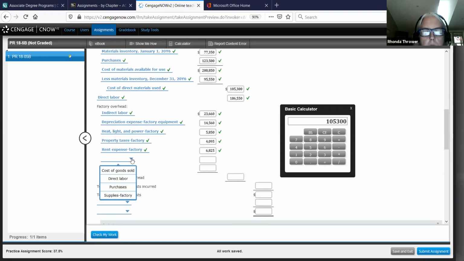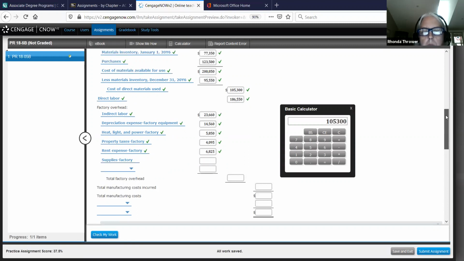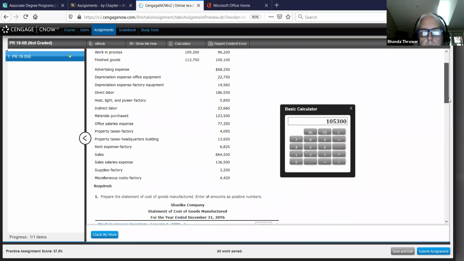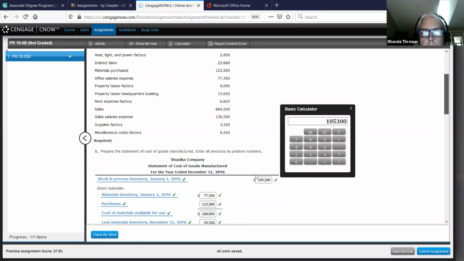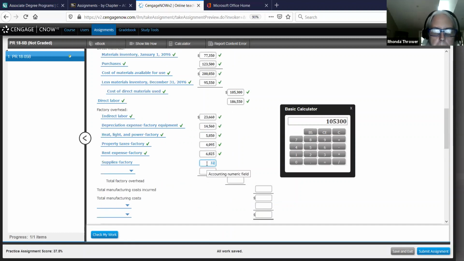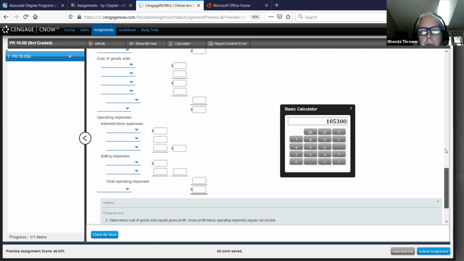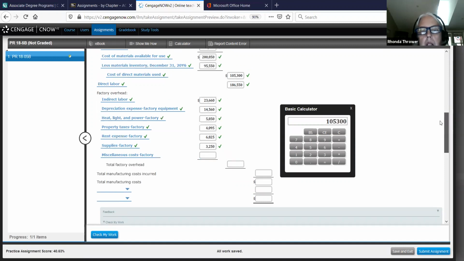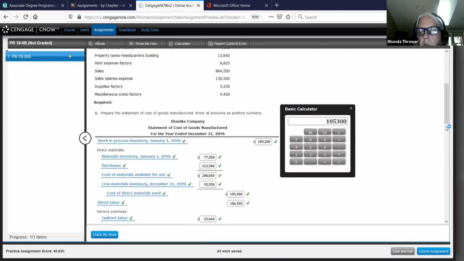And then the next factory overhead account is going to be factory supplies. And factory supplies is $3,250. And then one last blank to fill in would be miscellaneous factory cost. And that's $4,420.